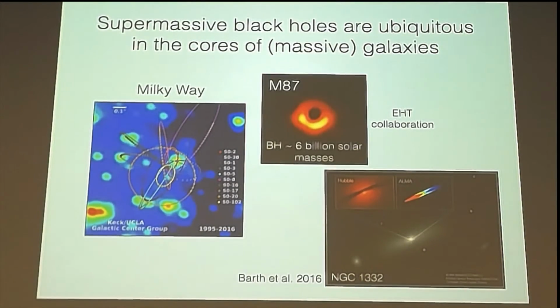And then for systems where we can't necessarily do things like measure the orbits of individual stars or directly image the event horizon, we can sometimes look at the motions of stars or gas at the center of the galaxy. So on the bottom right there is another relatively nearby galaxy, NGC 1332. You can see in the Hubble image there a nice dust disk surrounding the black hole at the center of the galaxy. And then the ALMA image there shows the motion of gas at the center, which you can use to estimate the mass of the black hole.